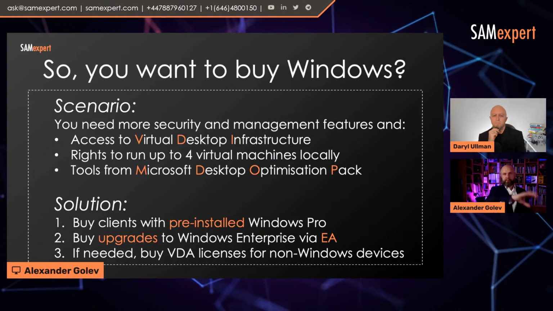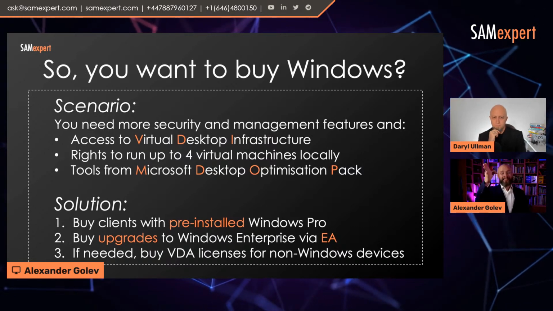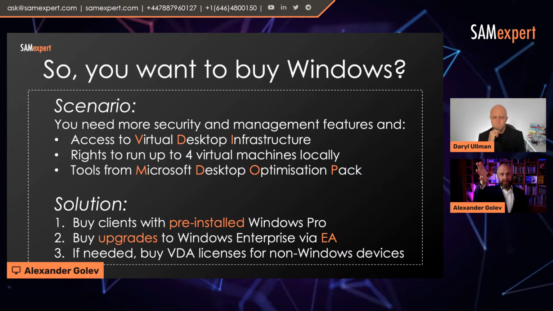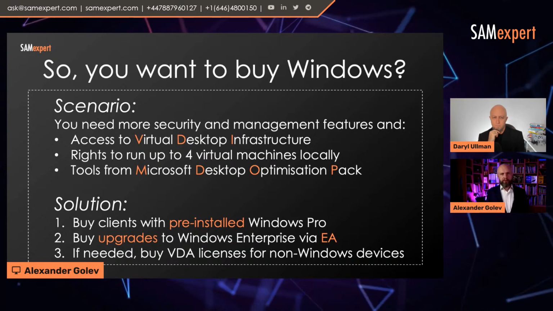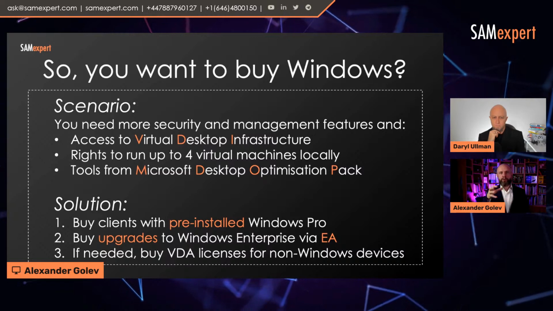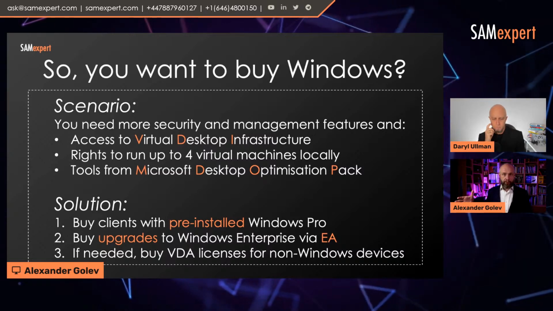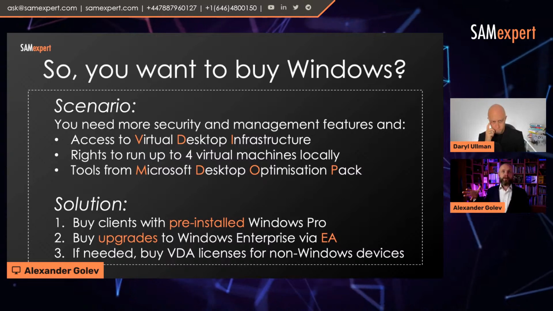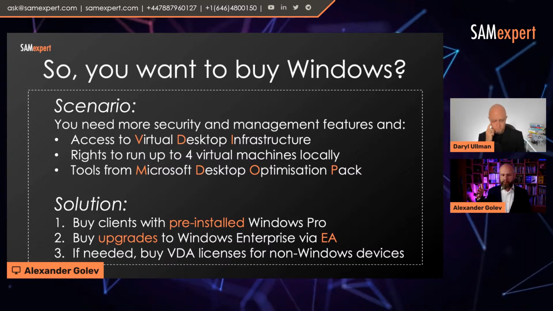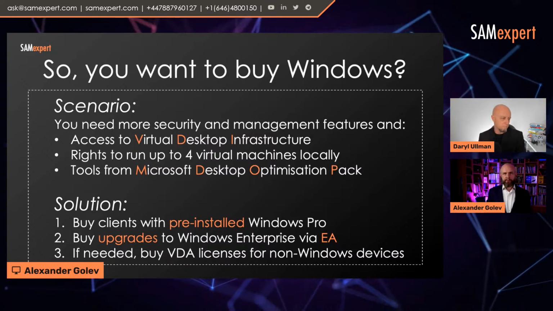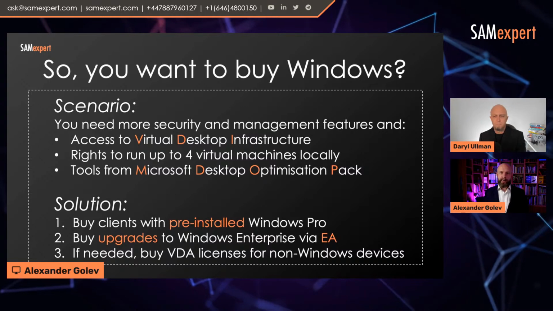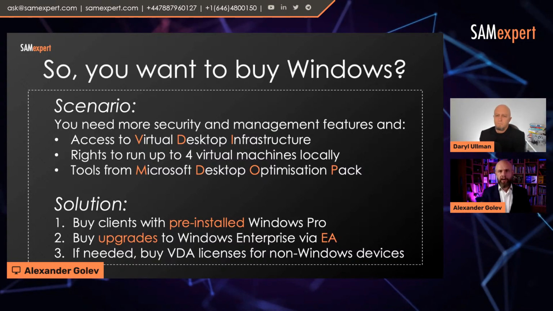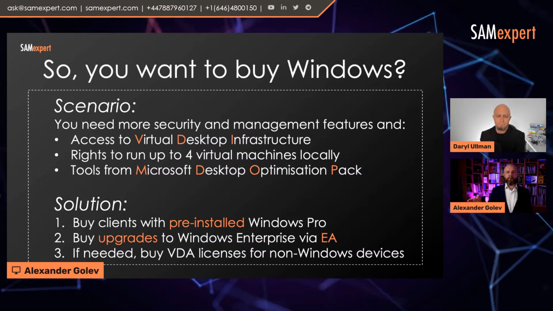So if you want the benefits of Windows Enterprise, then it becomes a bit more complicated. I'm jumping from a very simple scenario to a very complicated one, but this is the majority of the companies. So what's on this slide is the majority of the companies. You need more security management features of Enterprise, and you also want to deploy VDIs, which is Windows 10 virtual machines. You want to also utilize local virtualization, right up to 4 virtual machines. You want to use tools from Microsoft Desktop Optimization Pack, additional security administration tools. All these nice features that come with Windows Enterprise.